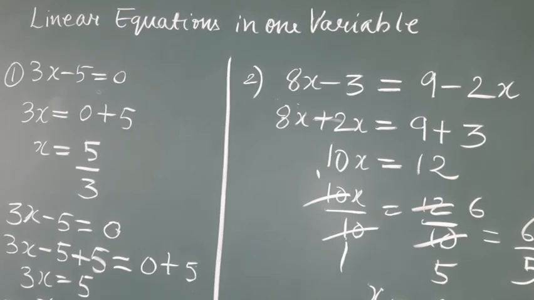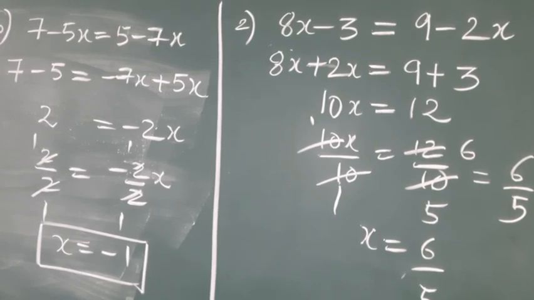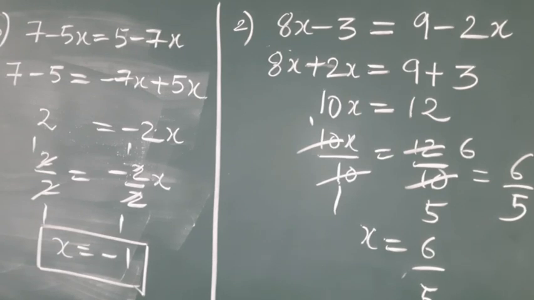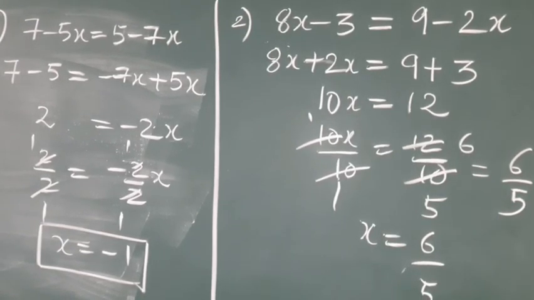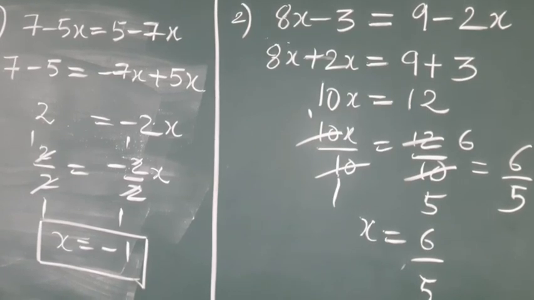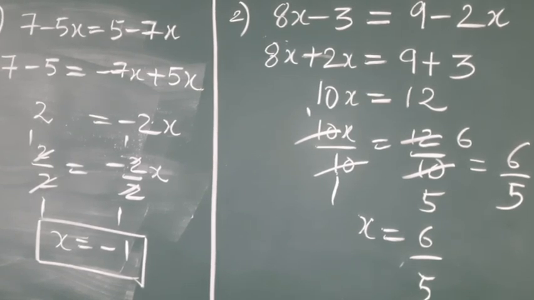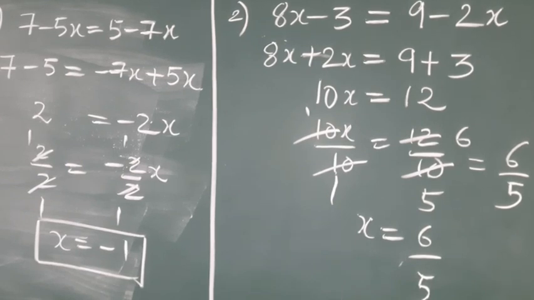Now I am going to explain you the next question, that is question number 3. So please pay attention students. It is 7 minus 5x is equals to 5 minus 7x. This is left hand side and that is right hand side. So as you all can see that minus 5x, once it went to the right hand side, it became plus 5x, and that 5 came from the right hand side to the left hand side.